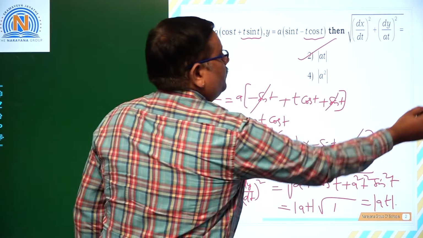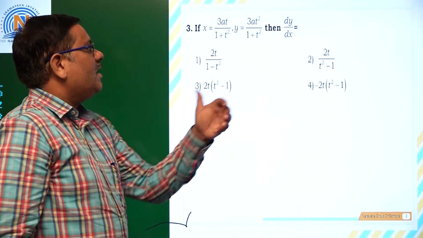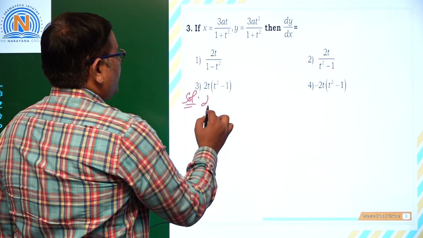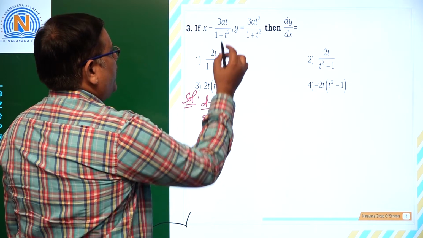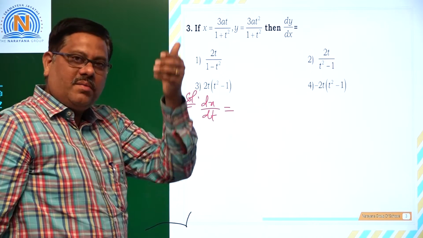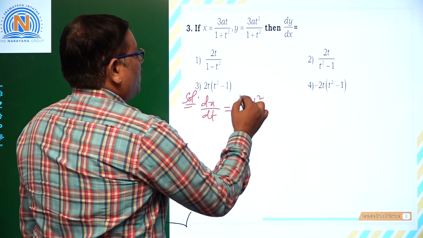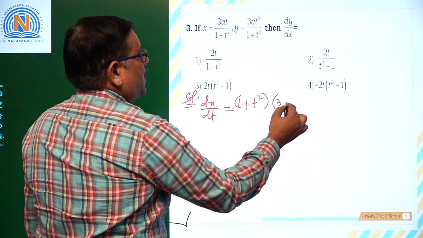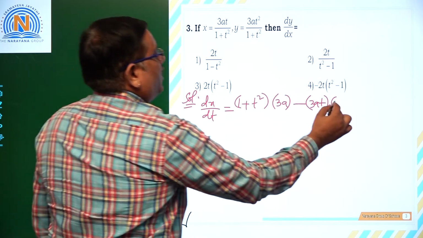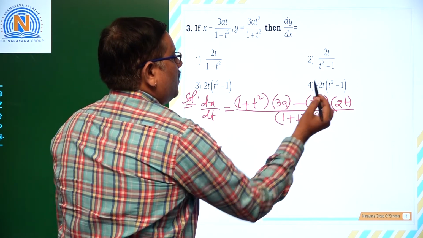Let us see the next question. If x is equal to 3at by (1 plus t square), y is equal to 3at square by (1 plus t square), what is dy by dx? Similar kind of question. So first let us find out dx by dt. dx by dt means the u by v rule, because it is in the form of f of t by g of t, so the quotient rule we have to apply. So what do we get? Denominator into derivative of numerator, that is 3a, minus numerator into derivative of denominator, that is 2t, by denominator whole square. So (1 plus t square) whole square.